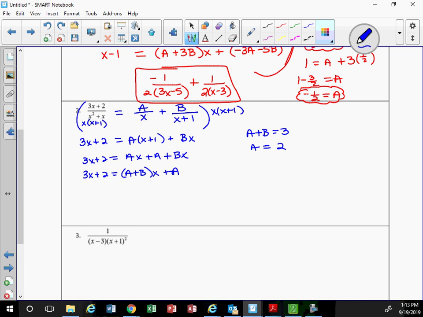Was the system a little nicer to solve? Yeah. All right, guys, that's where you should have ended up. Whatever order you started with, you should have had 2 over x plus 1 over x plus 1.